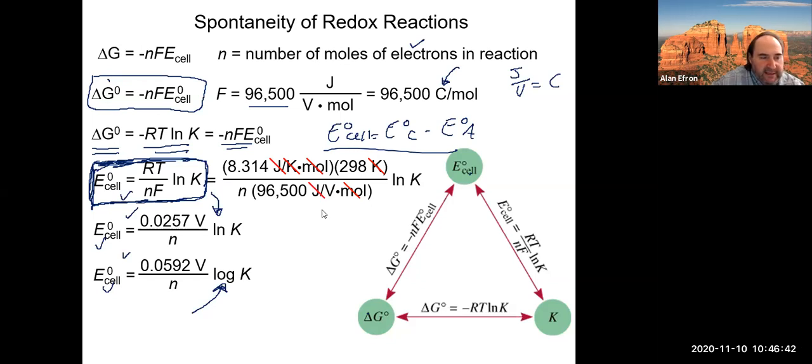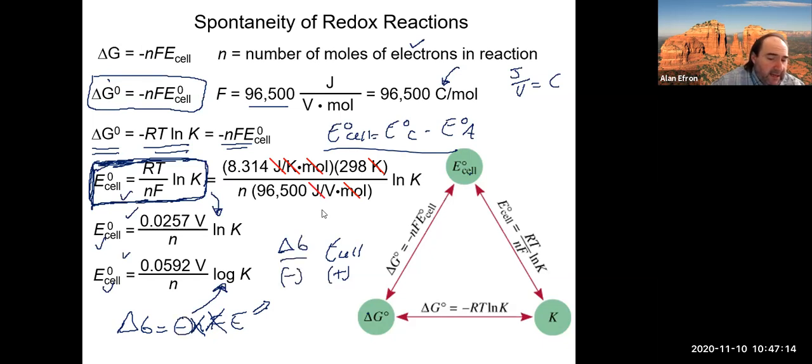So why do we say that if you get a positive cell voltage, the reaction is going to be spontaneous? Well, if we look at this equation right here, the number of moles is going to be a positive number. Faraday's constant is a positive number, which means if you end up with an E of the cell that is positive, your delta G will end up being negative, again because of the negative that's here. And that would mean that if we have a negative delta G, the reaction is spontaneous, as we talked about.